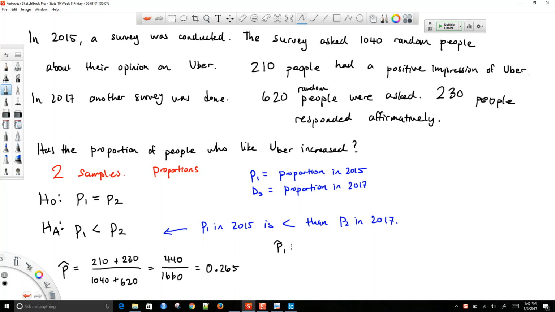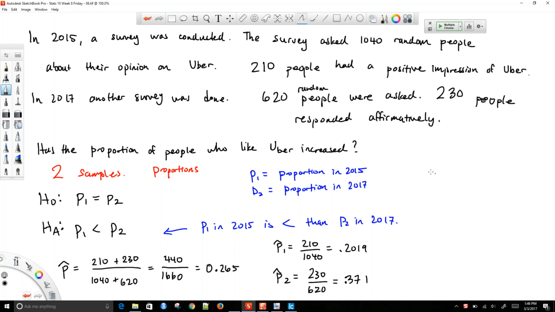My p hat 1 is going to be 210 divided by 1040, and I get 0.2019. And my p hat 2 is going to be 230 divided by 620, which is 0.371. Alright, is this okay with everybody? And this is my overall p hat.